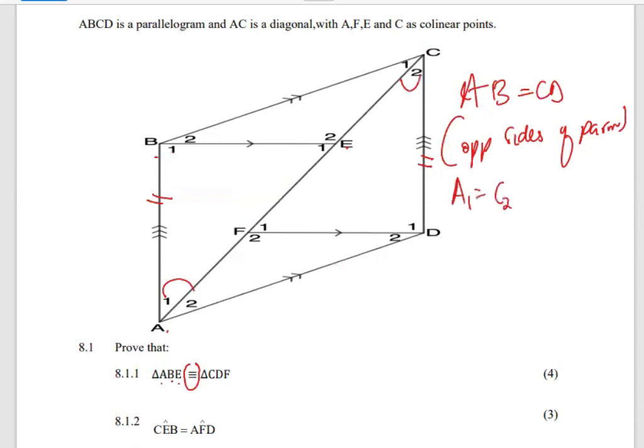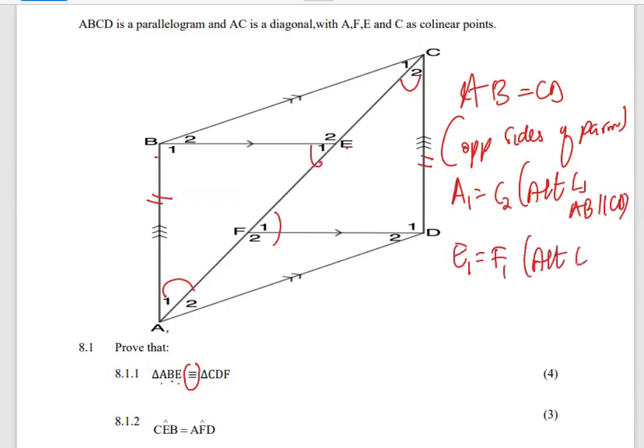So A1 is the same as C2. Those are alternate angles because we know that AB is parallel to CD. All right, so if that is true, then we can also see that E1 is going to be the same as F1. Those are also alternate angles. BE is parallel to FD. So we need only 3 facts. Number 1, number 2, number 3. Therefore, the triangles are congruent because we looked at the side and then the 2 angles.